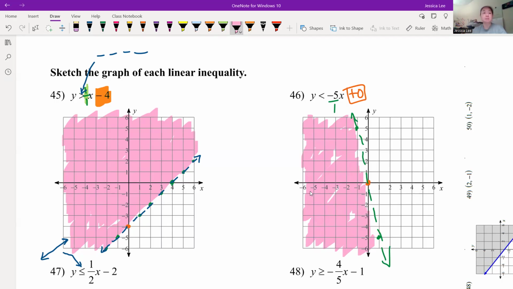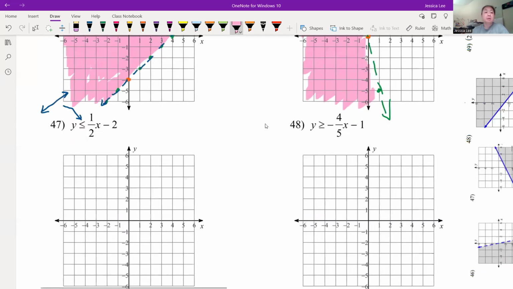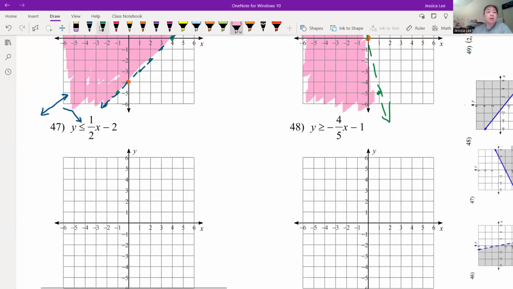Okay, done. So we're saying all of the shaded area is a possible solution, right? Any of these numbers work, or any of these coordinates, ordered pairs, I should say. So if I were to plug in -3, 2, which is in this shaded area, it will work. All right?